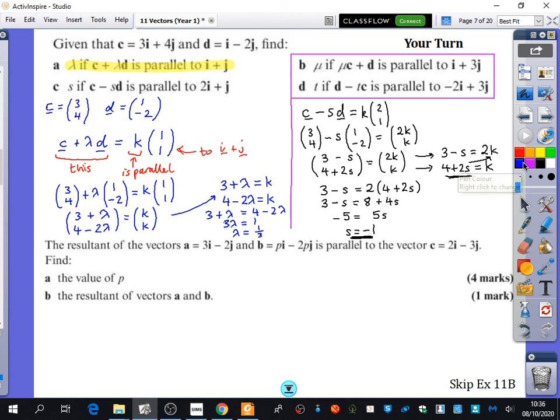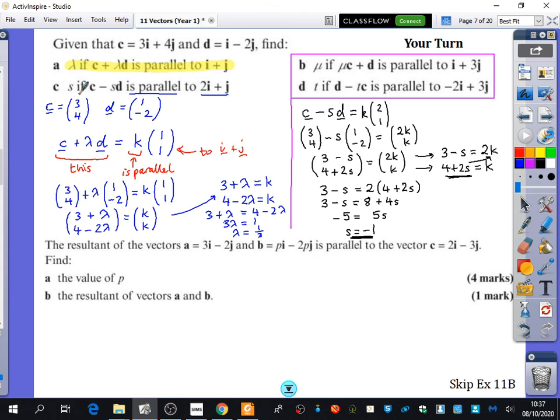I have one question. Yeah, which bit are you confused about? How do you get the k is 2, 1? Because the question says it is parallel to 2, 1. So you get where the 2, 1 comes from, right? Yeah. The k is because it's not telling me they're equal to each other, it's telling me that they're multiples of each other.